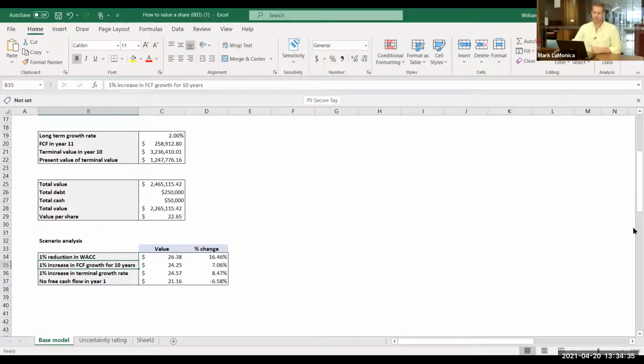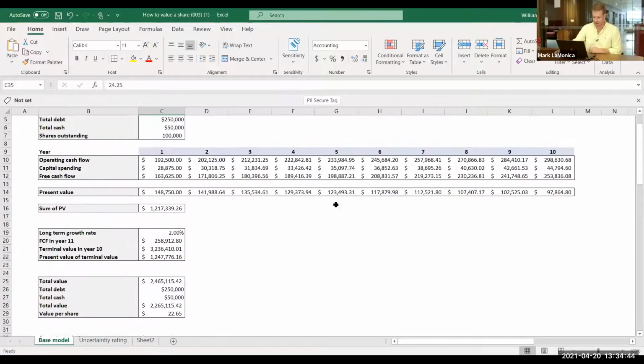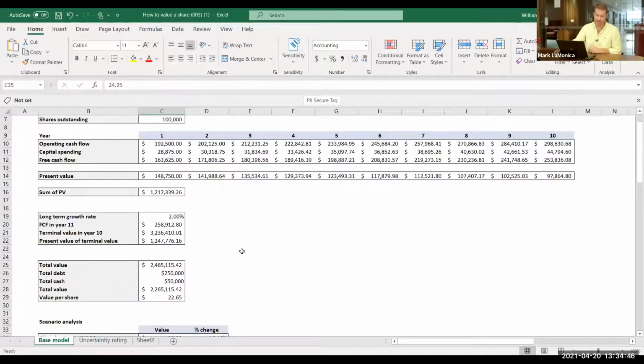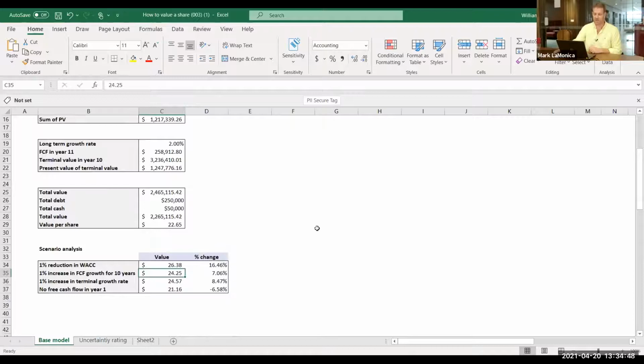All right. 1% increase in free cash flow growth for 10 years. So we're looking at that 10-year growth rate. I'm raising it 1%. We had it at 5, I raised it up to 6. So that's a 7% increase in the price of the share, the value of the share. Now, the thing that's important to look at here, and same thing with terminal growth: I up terminal growth by 1% because this is over perpetuity, and we get an even bigger pop.